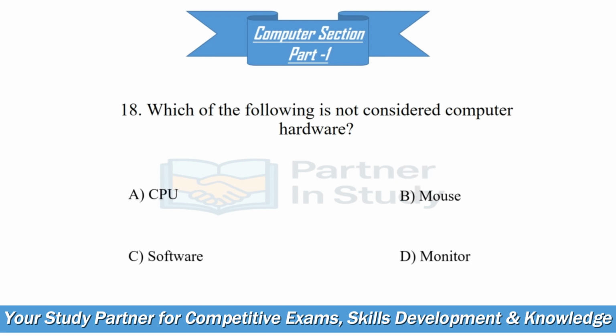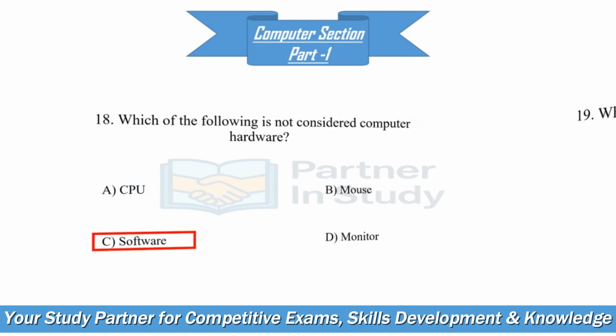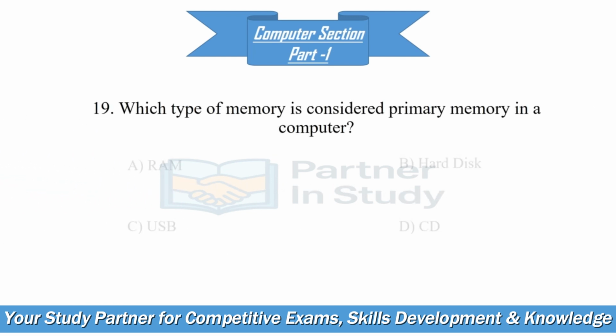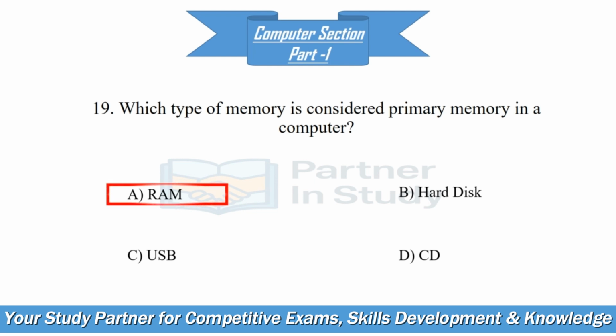Which of the following is not considered computer hardware? The right answer is option C, software. Which type of memory is considered primary memory in a computer? The right answer is option A, RAM.